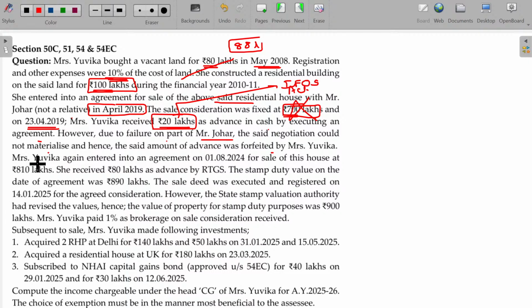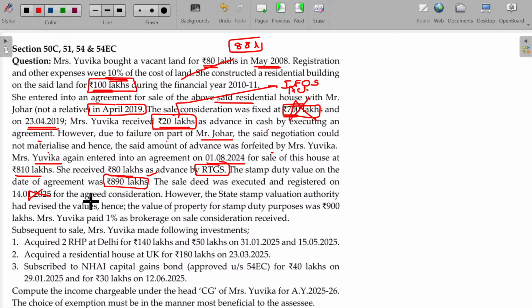Now, Mrs. Yuvika again entered into an agreement on 1/8/2024 for sale of this house at 810 lakhs and received 80 lakhs as an advance by RTGS. The stamp duty value on the date of agreement: if the agreement is entered and a portion of the amount is transferred through RTGS, then the stamp duty value applicable on the date of agreement will be final for stamp duty verification purposes under section 56. This is final. The sale deed was executed and registered on 14/1/2025.